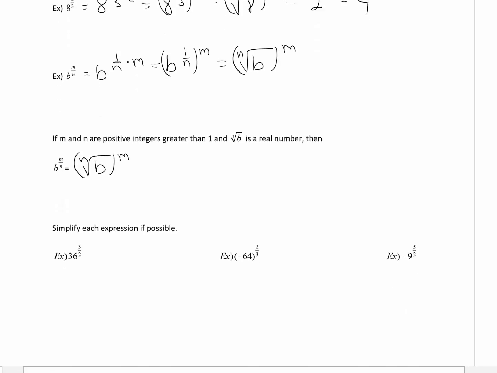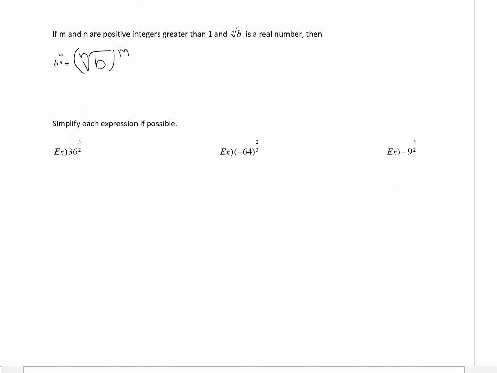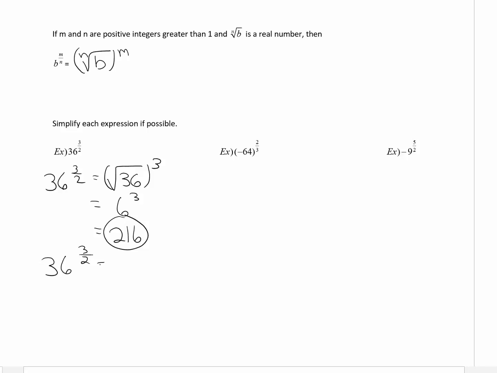Okay, so let's simplify each expression if possible. So let's start with 36 taken to the 3/2 power. So, according to the above expression, I can take what? The square root of 36, because that's what my denominator is, and then I can cube it. Well, the square root of 36 is 6, and 6 cubed is 216. So, 36 taken to the 3/2 power is equal to 216.